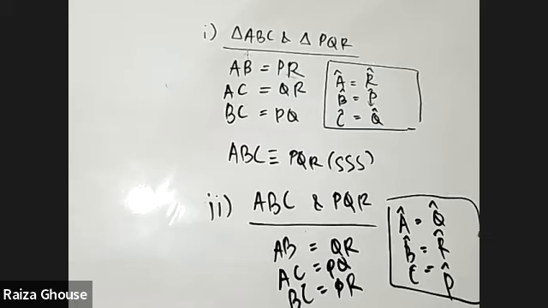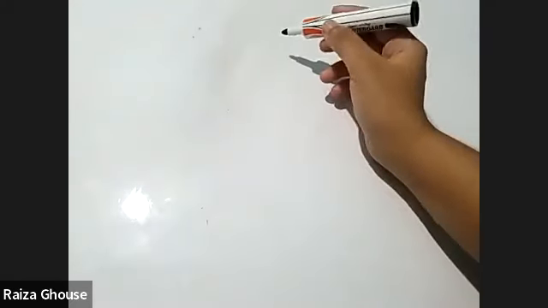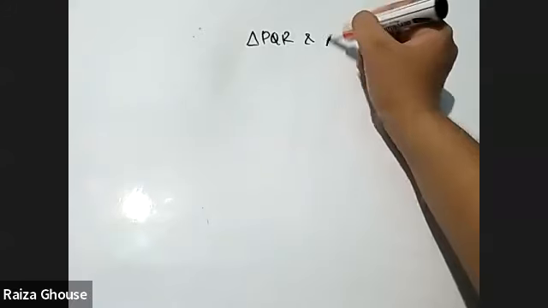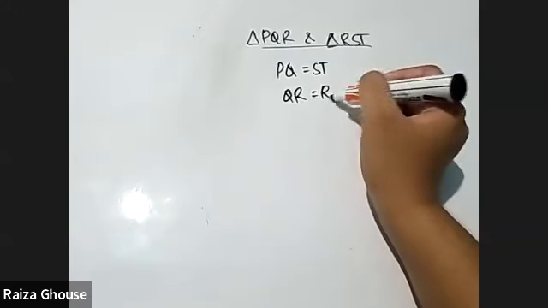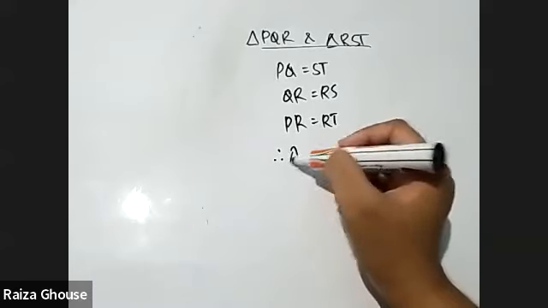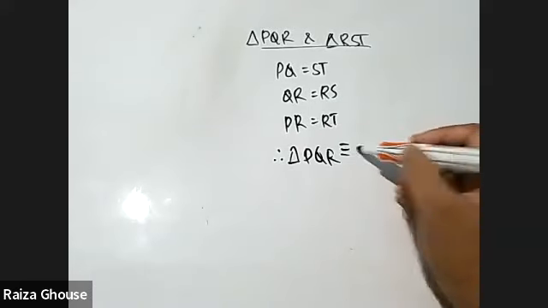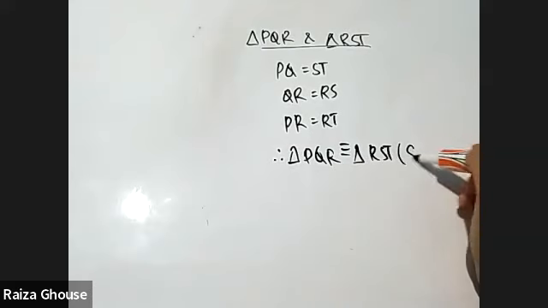Roman number four, I'm going to ask Sahdia. So Sahdia, tell me, how did you write? What are the data you collected for Roman number four? PQ equals ST. Okay, first you had right triangle PQR and RST, and you're saying PQ is equal to ST. Then? QR equals RS. Correct. Next? PR equals RT. Okay, right. Then you can write down, therefore, triangle PQR congruent to triangle RST under the case of SSS.